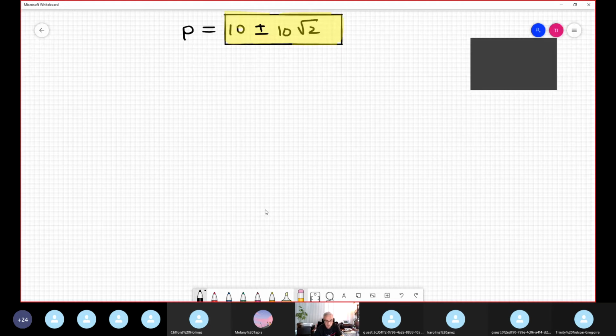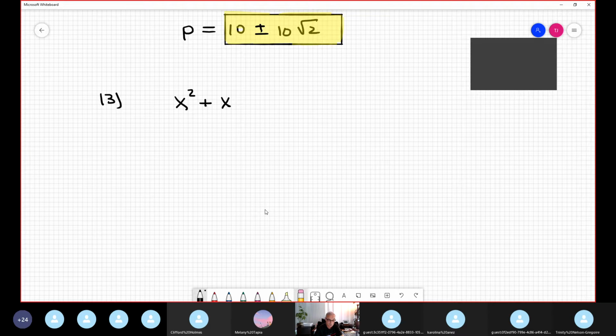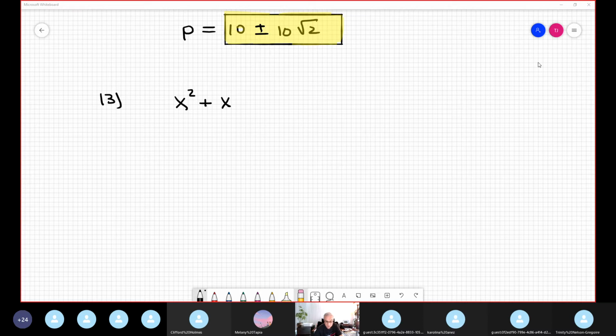Well, 13. 13 is easy, but it's another technique using the quadratic formula. If there is no specification of the method, you can select the method that you like. If there is a specification, no, you need to obey the command.